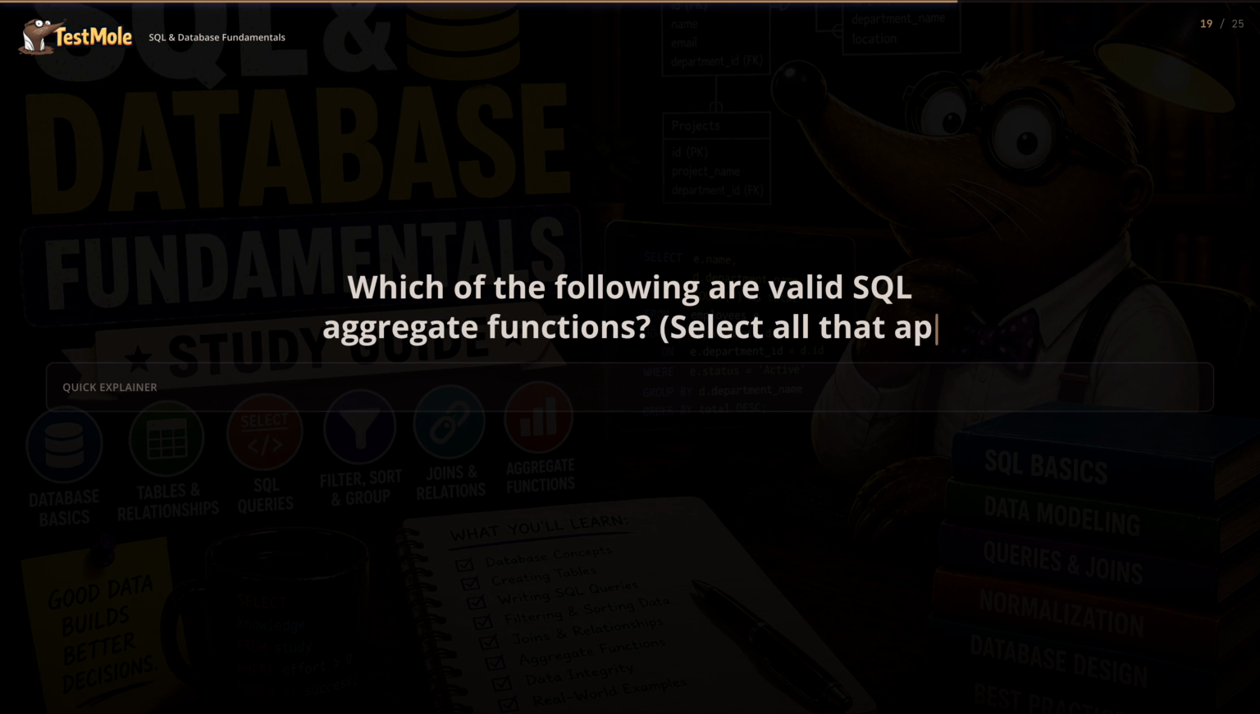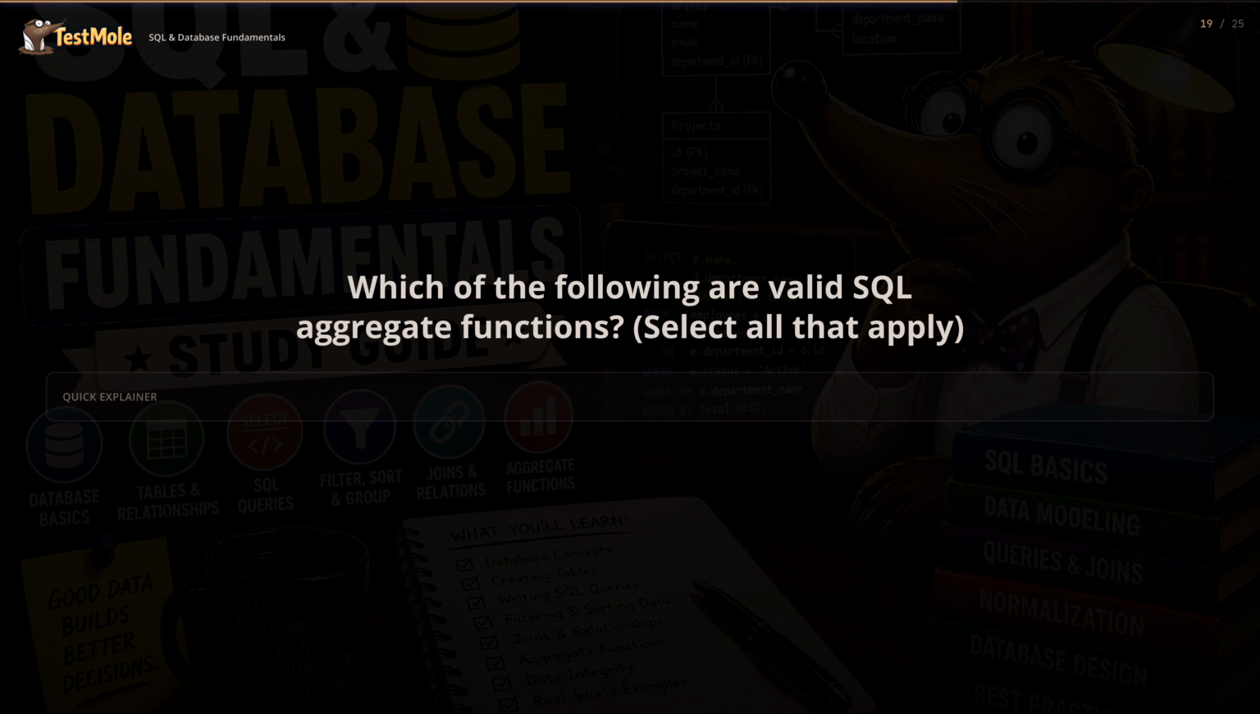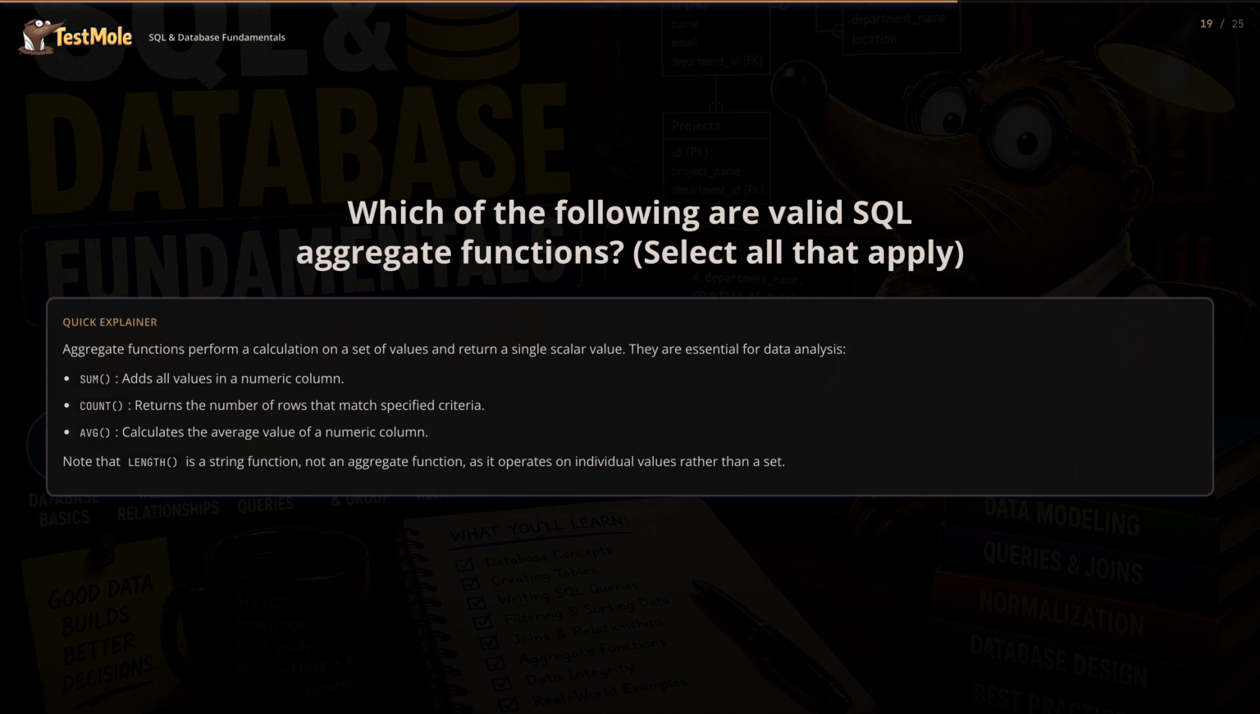Which of the following are valid SQL aggregate functions? Select all that apply. Aggregate functions perform a calculation on a set of values and return a single scalar value. They're essential for data analysis. Sum adds all values in a numeric column. Count returns the number of rows that match specified criteria. Avg calculates the average value of a numeric column. Note that length is a string function, not an aggregate function, as it operates on individual values rather than a set.